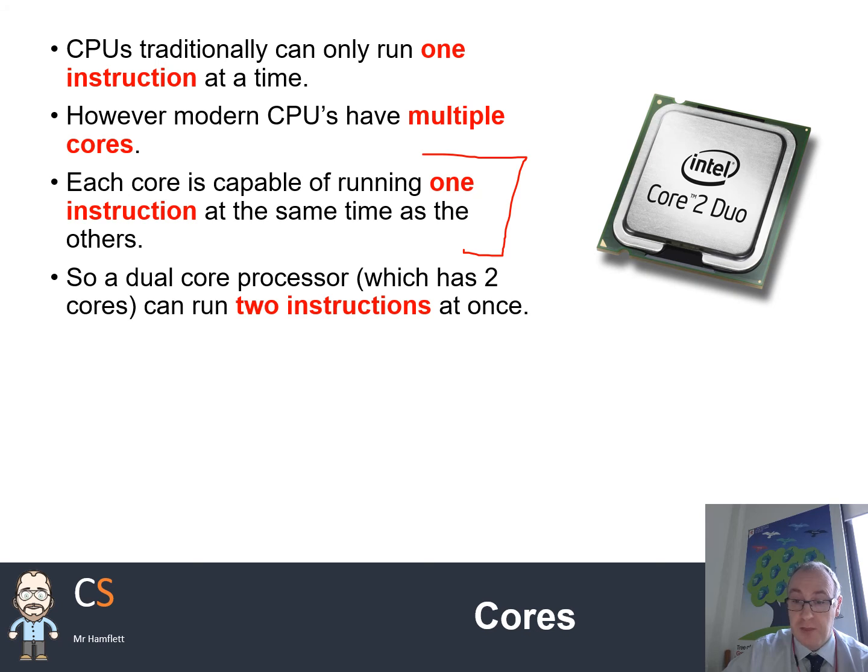That's really useful because it means I can do more than one thing at once. However, it doesn't mean that one program is going to get twice as fast, because some programs have to be run one after another. So there's no point trying to do the same thing. To give you an example.